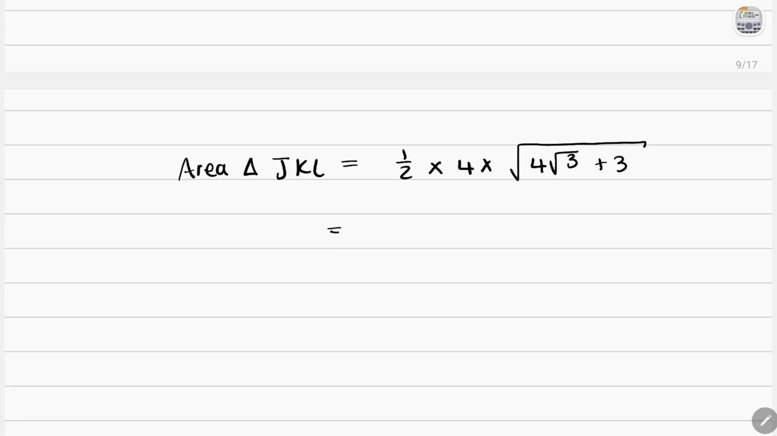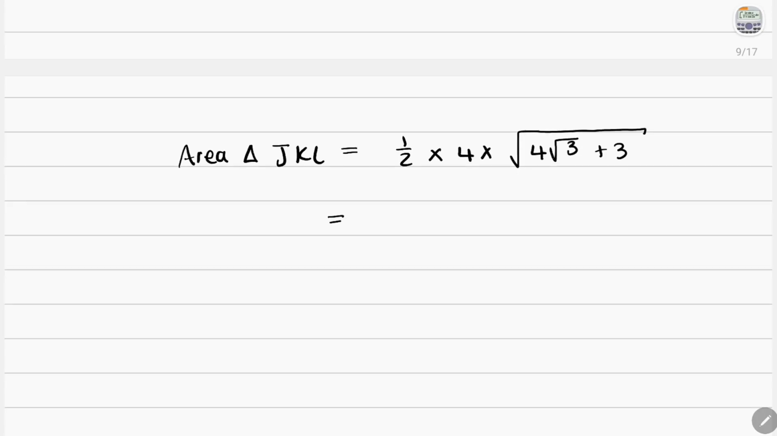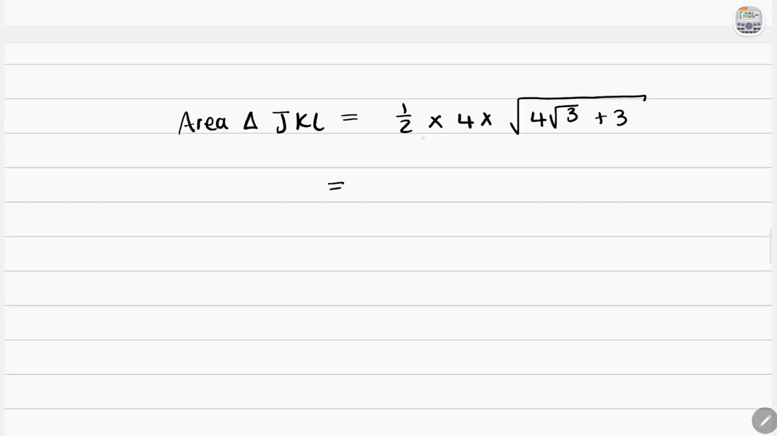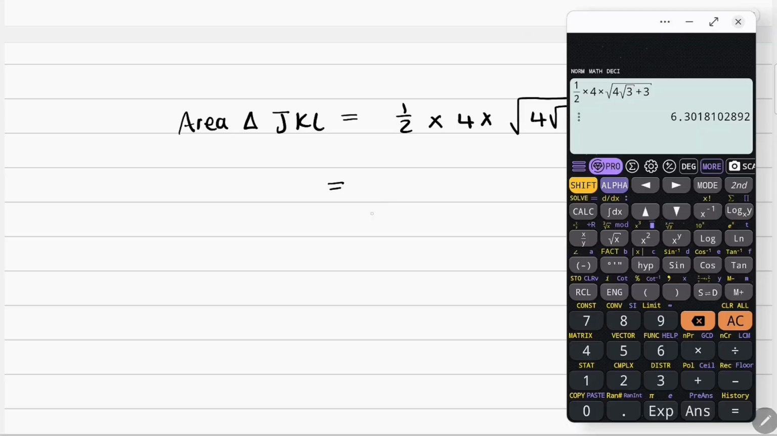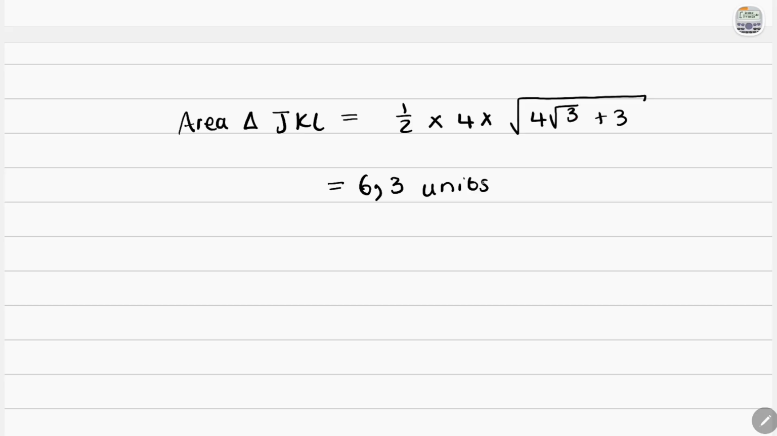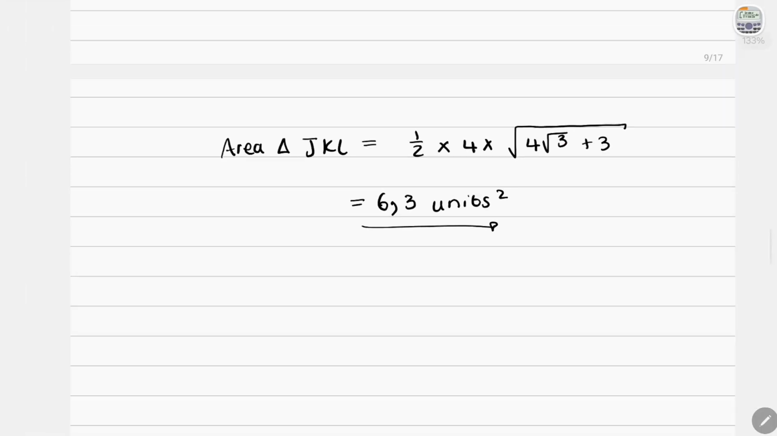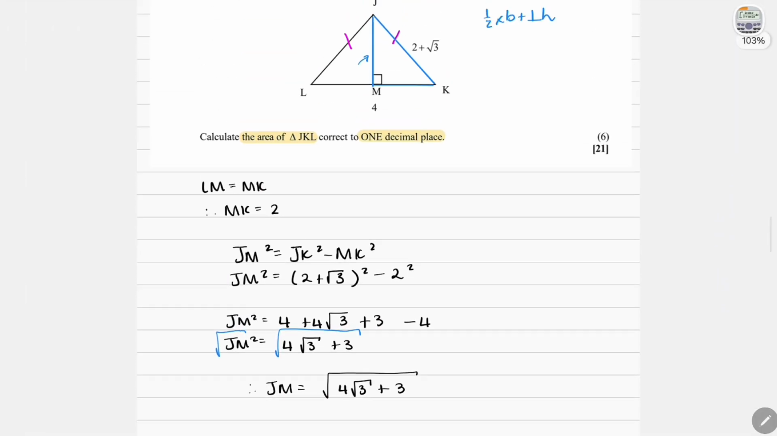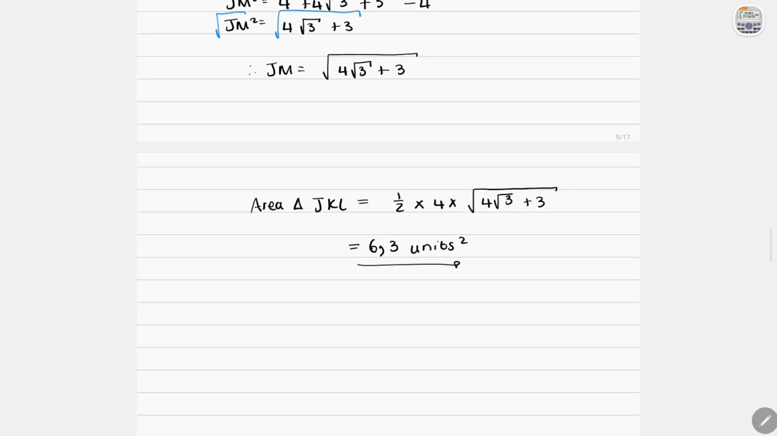It's probably not a challenge because they said correct to 1 decimal place, so you can use a calculator at this point. You can just use a calculator, it's fine. They did say correct to 1 decimal place, and that is 6 point, and you just let the 0 decide. 0 is less than 5, so it's just going to round down. So 6.3 units squared, and there we go, that's our area. So 6.3 square units, and that is it for question 2.